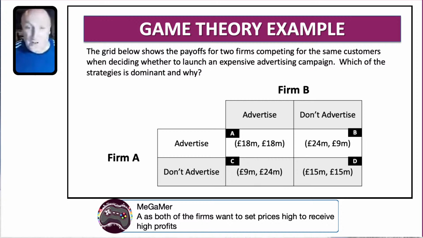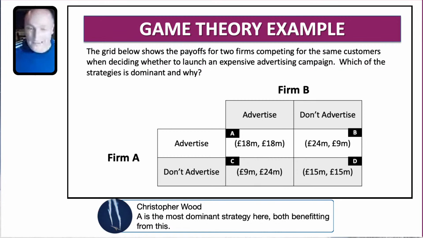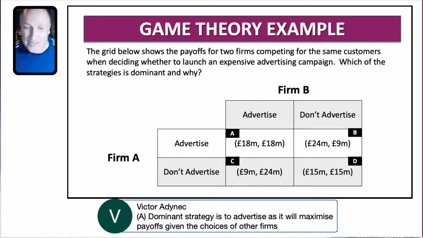Here we go. A is both of the firms want to set prices high to receive high profits. Well, the key, really good point, but this is an advertising game. So be careful when you use the word price, where this is basically an advertising spend game. Chris Wood, A is the most dominant strategy here, both benefiting from this. Agreed. Just leave it for a few more seconds. We might get another answer or two coming through. Most people are saying A.